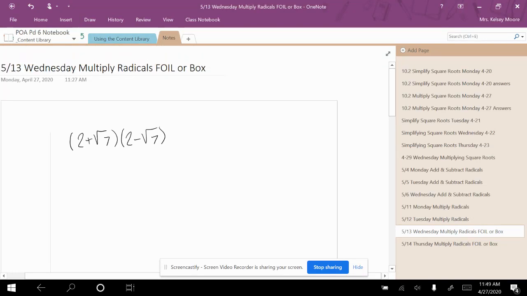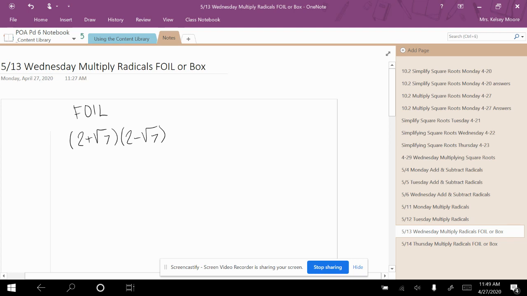These examples today are going to be multiplying the radicals with the FOIL or the box method. So I'm going to do 2 examples with FOIL and 2 examples with the box method because some of you guys like to do both. So remember, FOIL is first, outer, inner, and last. So if we look at this first example, we'll do the first.